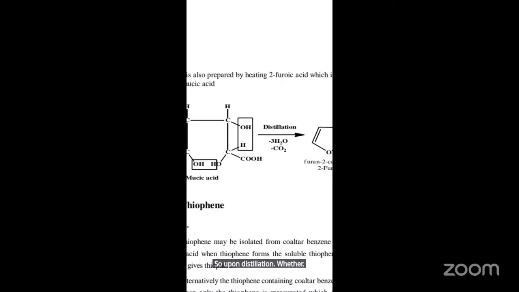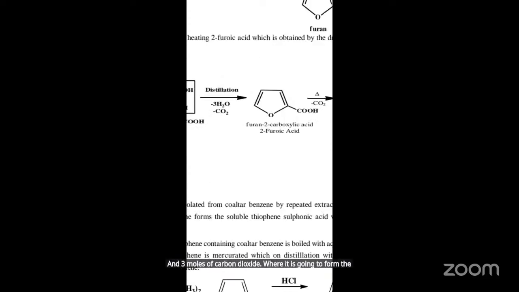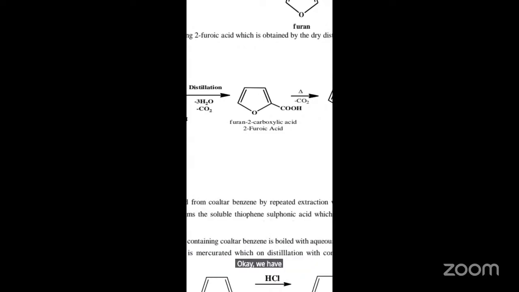and when it is doing the distillation here, so distillation we have fractional distillation, solvent distillation. Upon distillation, with 3 moles of water and 3 moles of carbon dioxide, it is going to form furan-2-carboxylic acid. As you can see, it is 2-furanoic acid.